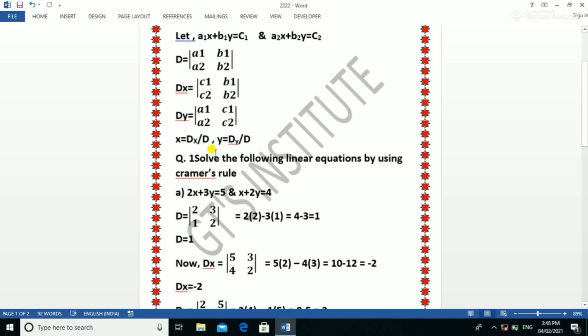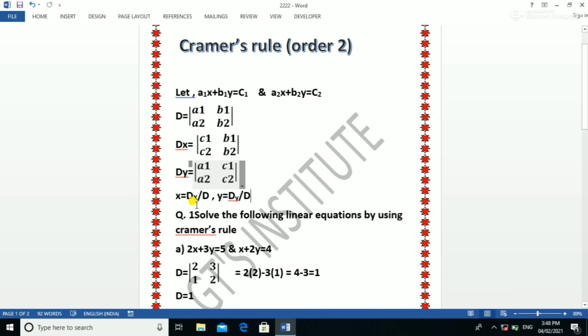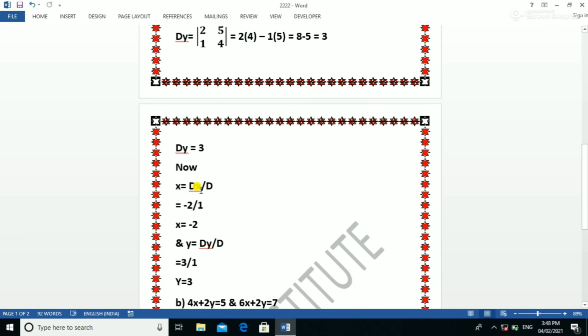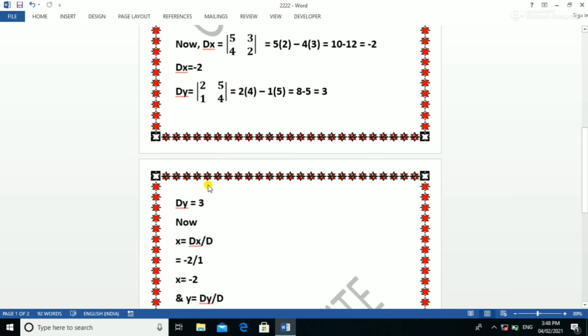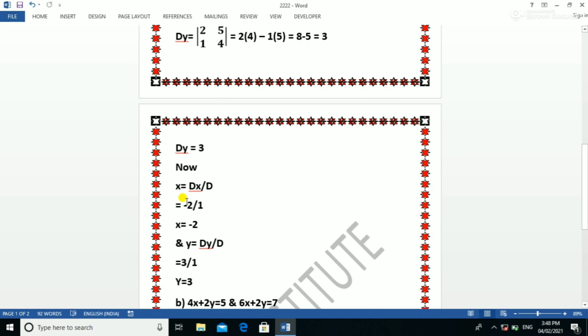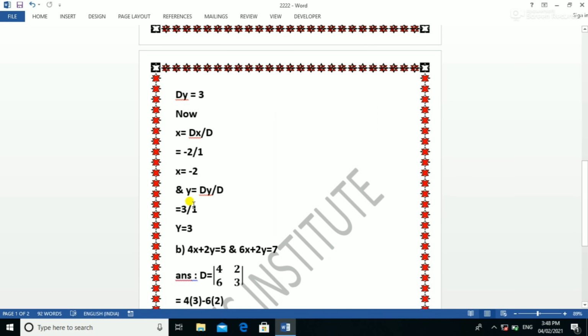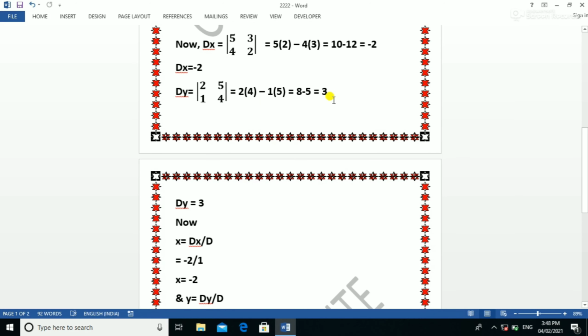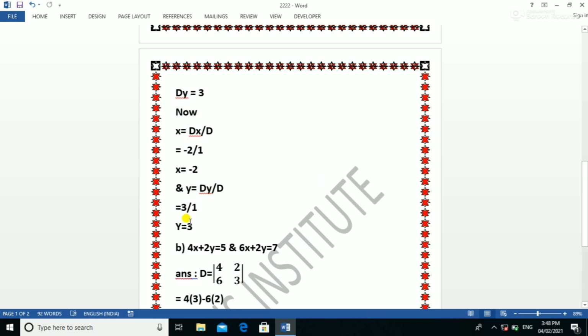Now we put in the formula: x is equal to Dx upon D and y is equal to Dy upon D. Then x is equal to Dx upon D. Dx is minus 2 and the value of D is 1. So minus 2 by 1, x is equal to minus 2. And similarly y is equal to Dy upon D. Dy is 3 and determinant D is equal to 1. So y is equal to 3. Here we get the values of the variables: x is equal to -2 and y is equal to 3.